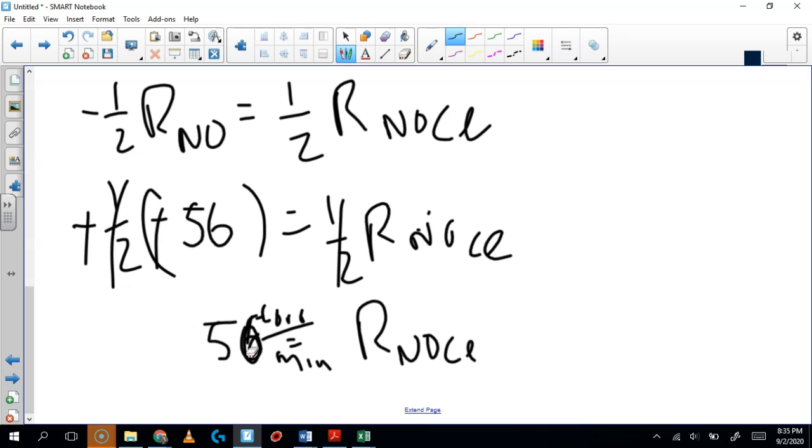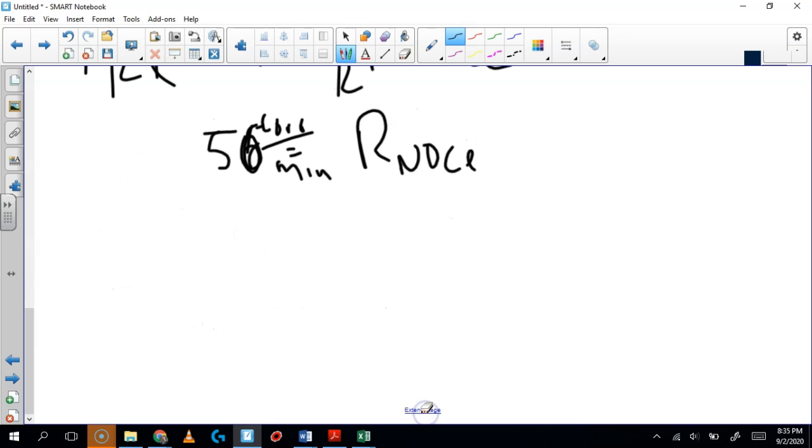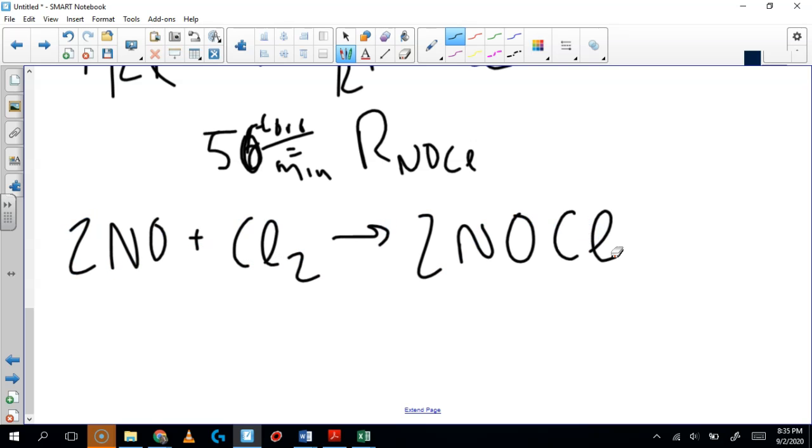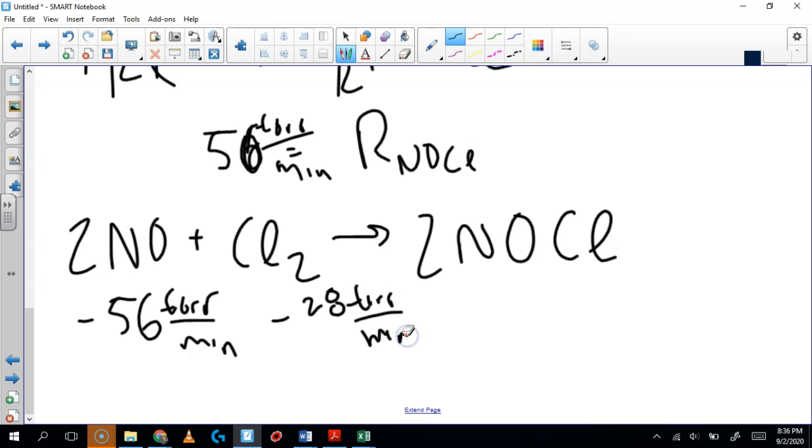This just sets up the problem. We want to know what the overall change is. Well, let's look at the reaction. So this is negative 56 torr per minute. And again, I apologize, my handwriting when I'm writing on the tablet is a little rough. This is negative 28 torr per minute. And this is positive 56 torr per minute.